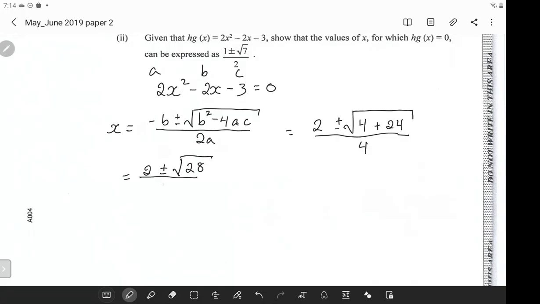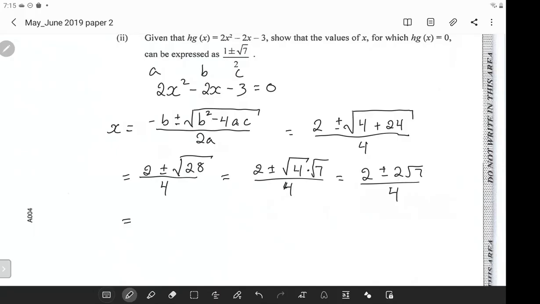all divided by 4. So notice 28 can be written as 4 times 7. So we have 2 plus or minus the square root of 4 times 7, so we can split it up like that, divided by 4. Simplifying, we have 2 plus or minus 2 root 7 divided by 4.